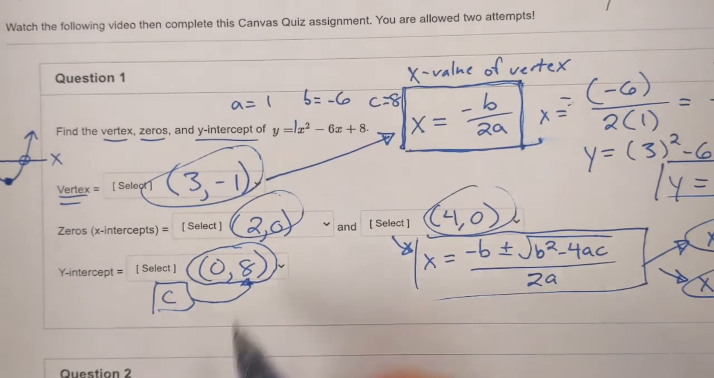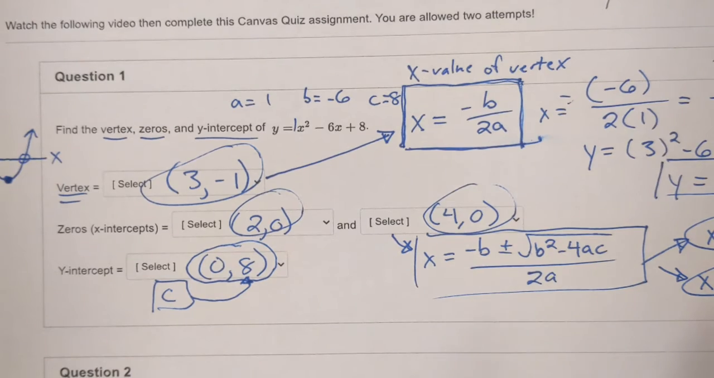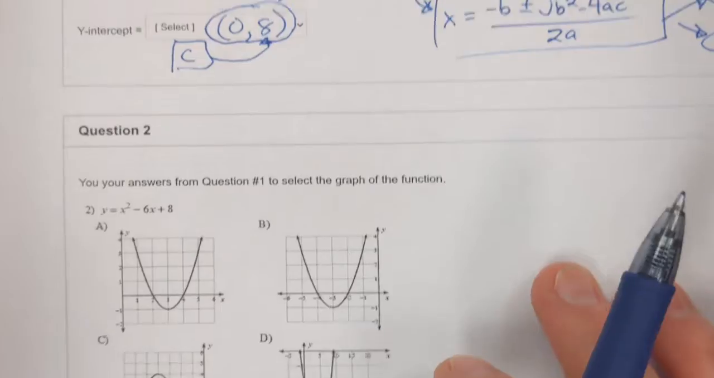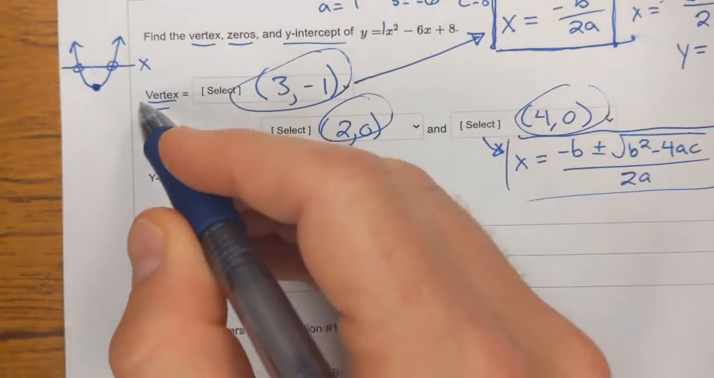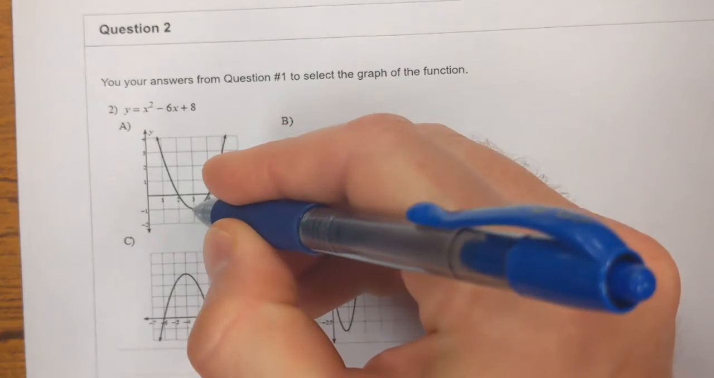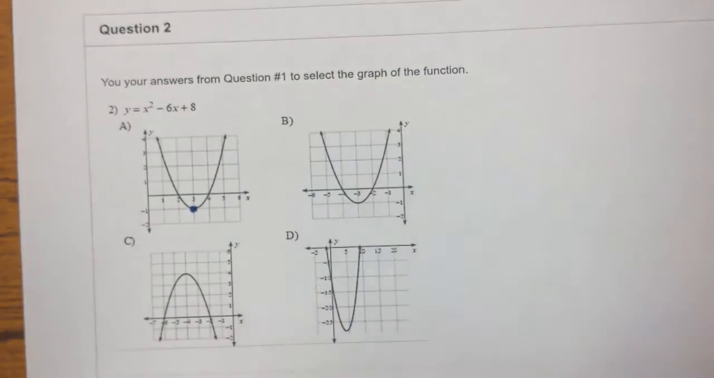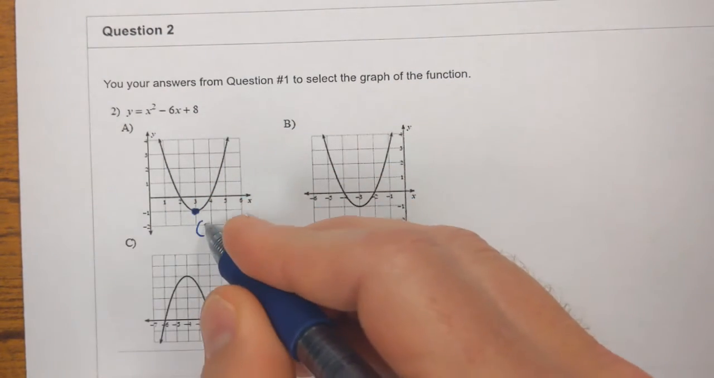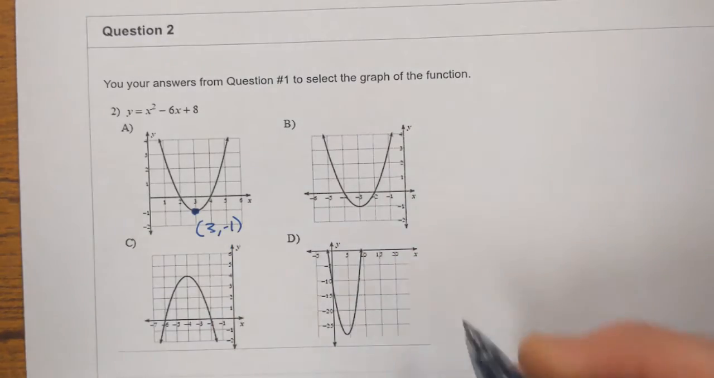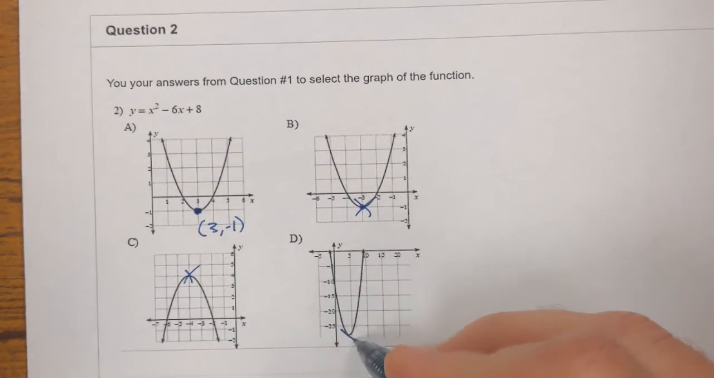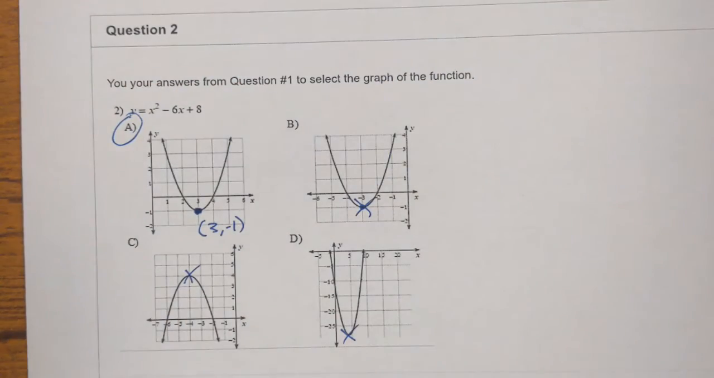So in question 2, we have to take these answers that we have here and select the correct graph. Okay, well first of all, let's start with the vertex. 3, -1 is the vertex. I need to find a graph that has a vertex of 3, -1. And you know what, right off the bat, this graph has the vertex 3, -1. None of the others have the vertex in the right spot. So right off the bat, I know the answer is A.